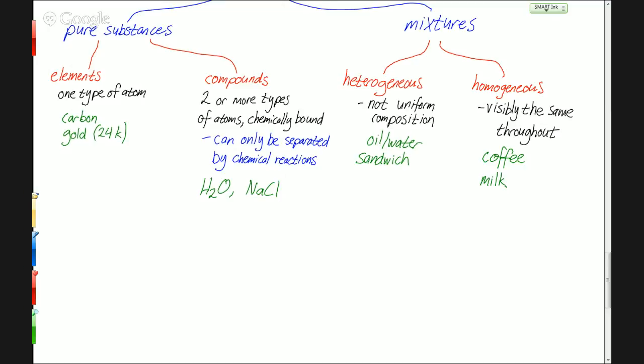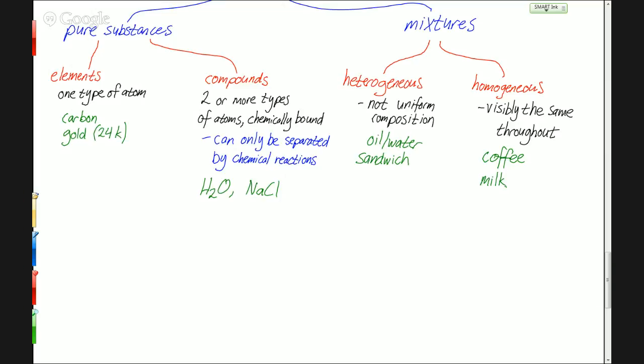So this is where it kind of gets a little fuzzy. Milk could really go in either category depending on your experience of that milk. Is this grocery store homogenized milk, or is this fresh from the cow or goat or whatever, raw milk? It's going to be different. What else? Air.